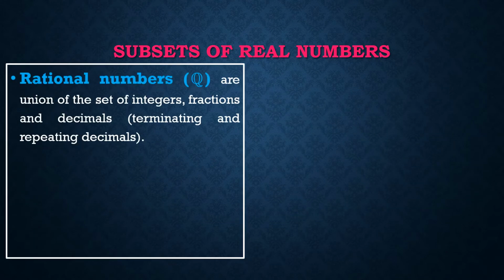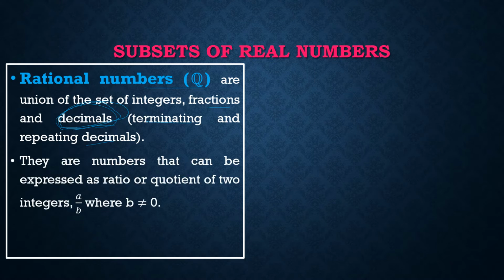The next one is the set of rational numbers. These are the union of the set of integers, fractions, and decimals. But take note, not all decimals are rational numbers. This should include the terminating and repeating decimals. They are numbers that can be expressed as a ratio or quotient of 2 integers, a over b, wherein b is not equal to 0.